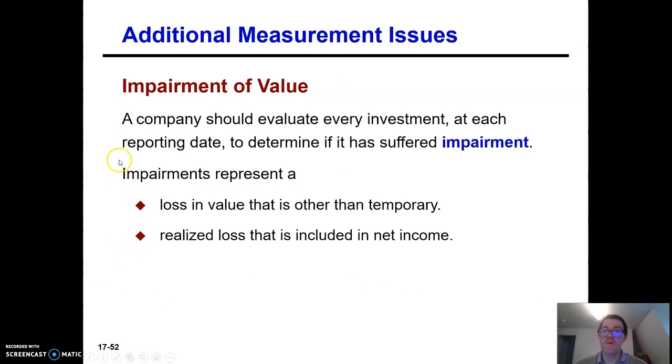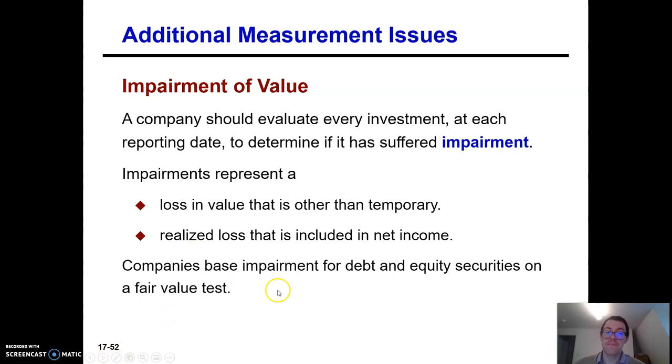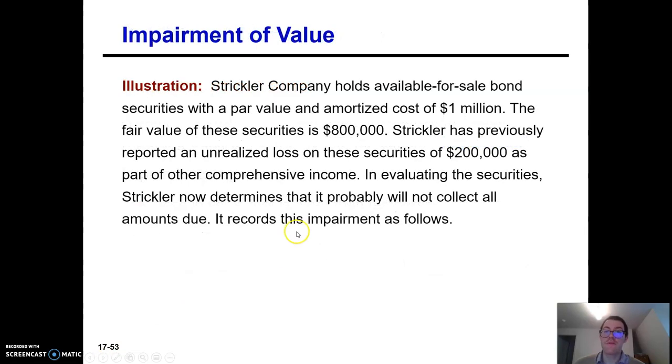One more topic, impairment of value. For every investment you have at every reporting date, meaning the end of every fiscal year, really the end of every fiscal quarter, you've got to determine if it suffered a serious impairment. An impairment is a loss in value that's other than temporary, and it's going to be a realized loss that's going to hit net income. And do a fair value test.